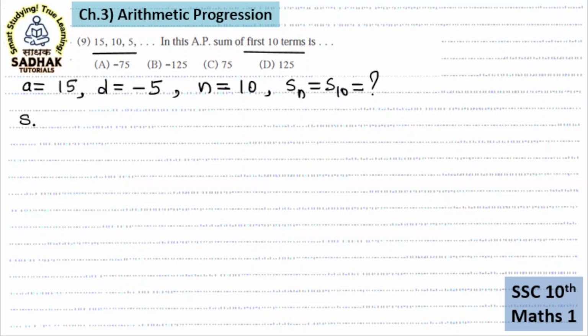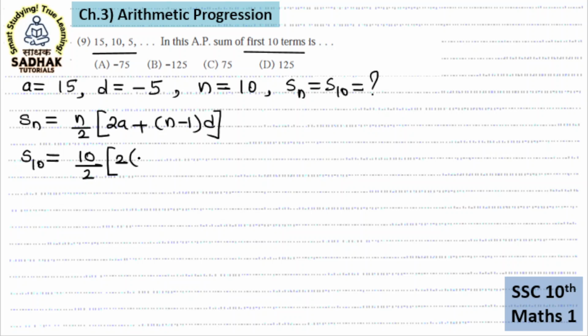Okay, so again that formula we will use, the Sn formula. Sn is equal to n upon 2 bracket 2a plus (n minus 1) bracket close d. Okay, so we have to find out the sum of first 10 terms, so that will be 10 divided by 2 bracket 2a, a is 15, so 2 multiplied by 15 plus (n is 10, so 10 minus 1) bracket close, and d is minus 5.